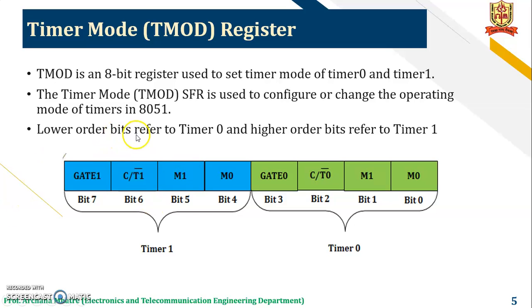Now lower order bits refer to Timer 0 and higher order bits refer to Timer 1. So these lower order bits are for Timer 0 and the higher order bits are for Timer 1. If you can see here, the bits are the same for Timer 0 and Timer 1, that is for Timer 0, GATE0, C/T0 bar, M1, M0. For Timer 1, the same bits, GATE1, C/T1 bar, M1 and M0. So this is the format of the TMOD register.